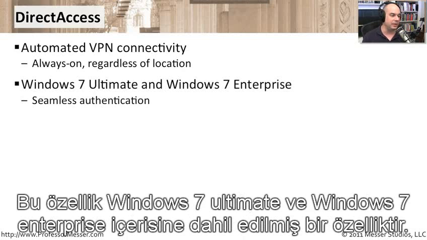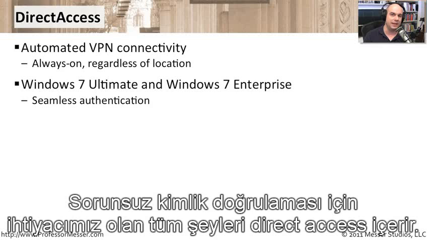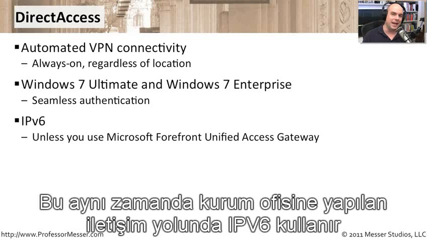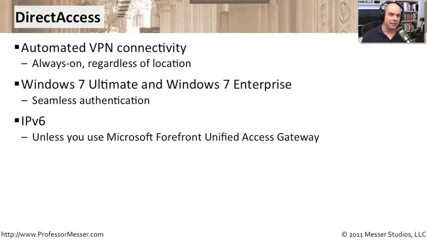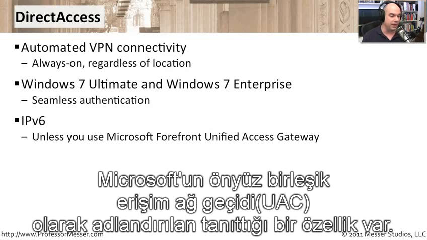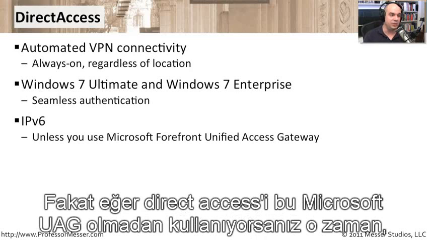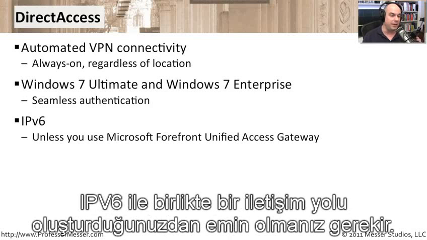This is something that's included in Windows 7 Ultimate and Windows 7 Enterprise. That's what we need for that seamless authentication. This is not a technology that's available in Windows 7 Professional and lower. This is something that is also using IPv6 to do its primary communication path back to the corporate office. There is something that Microsoft introduced called the Microsoft Forefront Unified Access Gateway that takes some of these IPv6 requirements away. But if you're just using direct access without that Microsoft UAG, then you're going to want to make sure that you have a way to communicate via IPv6.